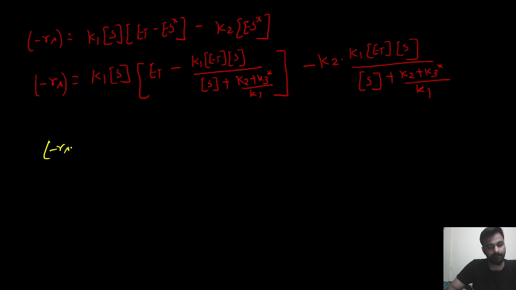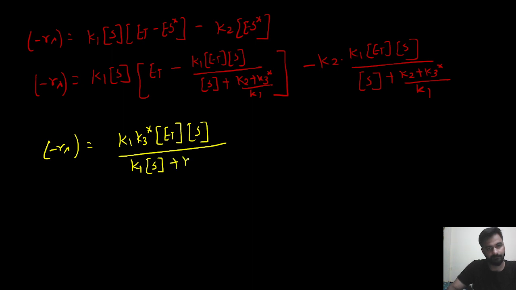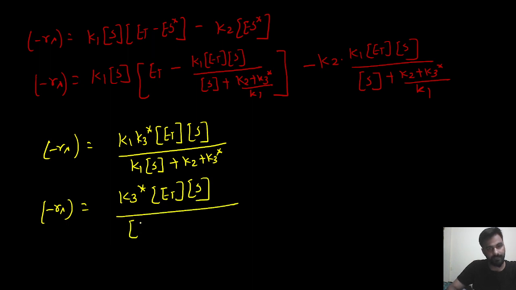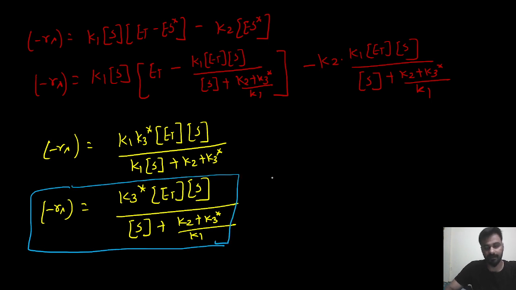So finally, we can write that minus of Rs is equal to K1 K3 star, that is total enzyme concentration Et, concentration of S, divided by K1 concentration of S plus K2 plus K3 star. So finally we can write the rate Rs is equal to K3 star concentration of Et concentration of S, divided by concentration of S plus K2 plus K3 star divided by K1. So in both numerator and denominator, I have divided by K1. So from there, I have got this particular formula for the rate of the substrate, where our reaction was S plus E getting converted into ES star, that is the enzyme substrate complex, and it is getting converted into product plus enzyme.